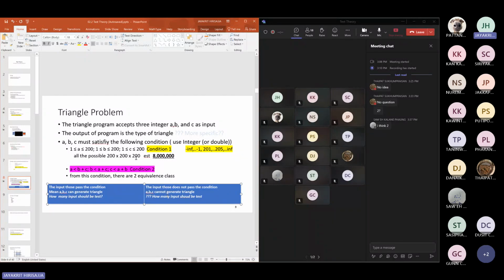Okay, and then what? After we pass the first condition, what next? We need to check about this. If this is not matched, what should we do? If this is not matched, what should we do? If this is not matched, what should we do?